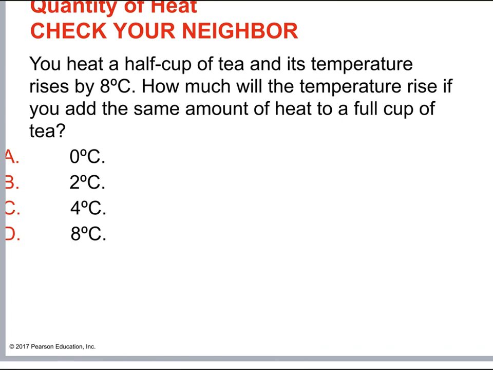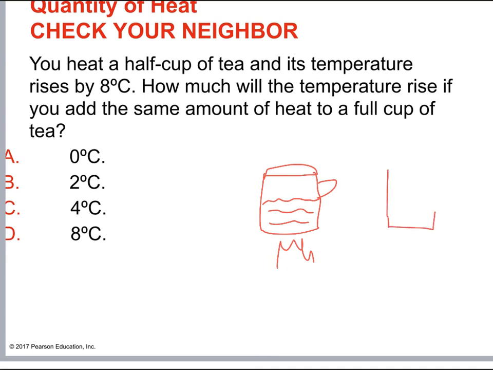So here is a little question that we can test our understanding with. Imagine that you heat up half a cup of tea and its temperature rises by 8 degrees Celsius. How much will the temperature rise if you add the same amount of heat to a full cup of tea? So we've got a cup of tea here, filled halfway up, and we put it on the stove and heat it up, and we raise the temperature of half a cup of tea by 8 degrees Celsius. Now, if I take another cup of tea and I put in the same amount of energy, but it's a full cup of tea, how much will the temperature rise?